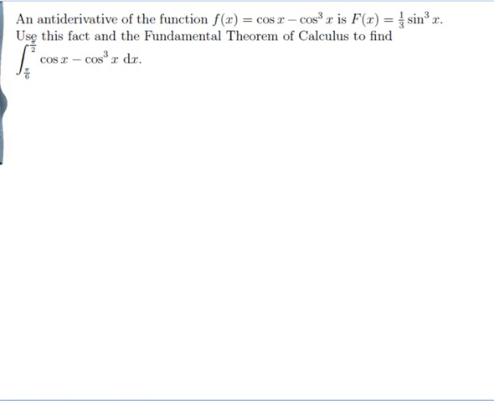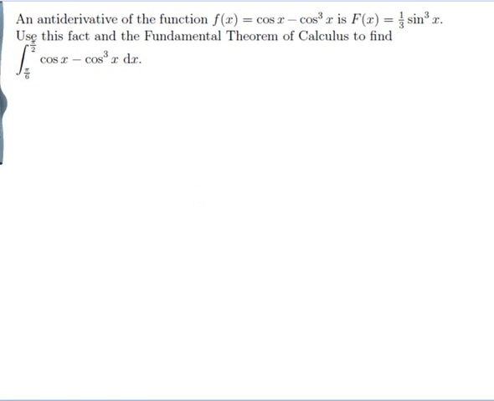An antiderivative of the function f of x, which is equal to cos x minus cos cubed x, is capital F of x, which is equal to a third of sine cubed x. Use this fact and the fundamental theorem of calculus to find the integral from pi on 6 to pi on 2 of cos x minus cos cubed x dx.